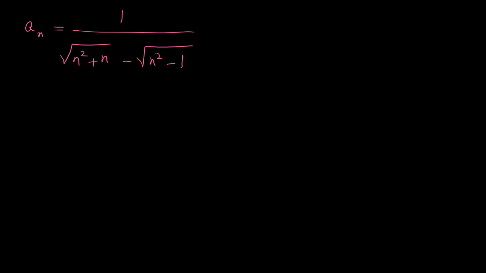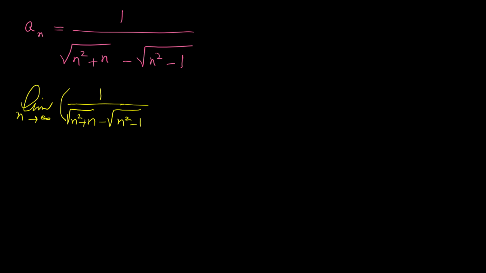So for finding the limit of this sequence, we use the conjugate method. We want to find the limit as n approaches infinity of 1 over radical n to the 2 plus n minus radical n to the 2 minus 1.